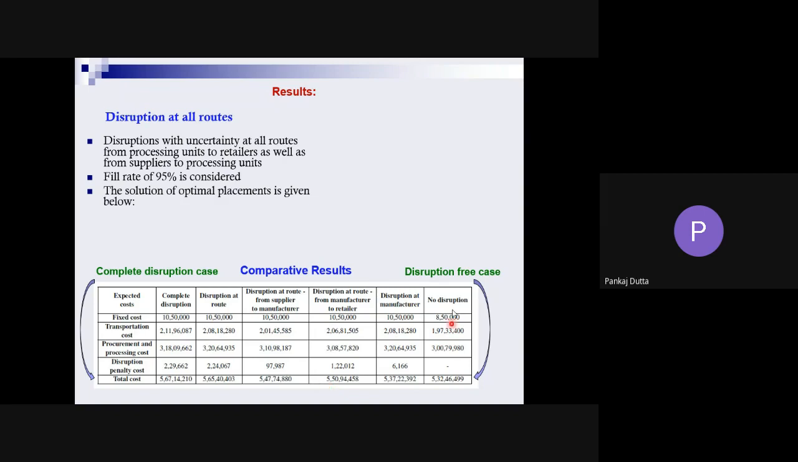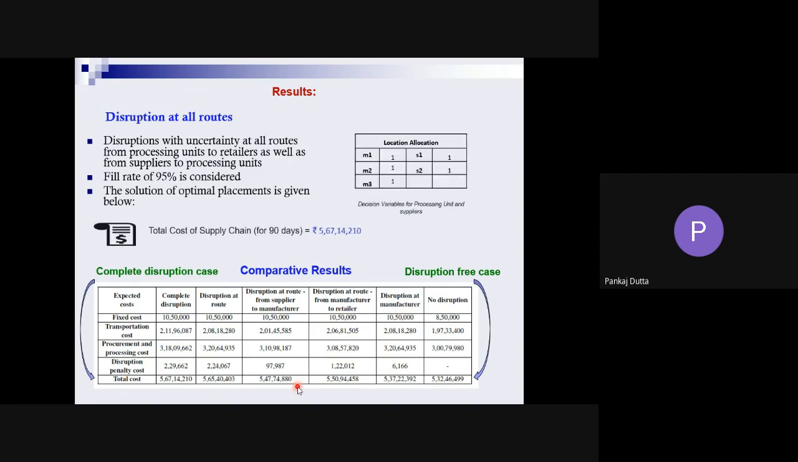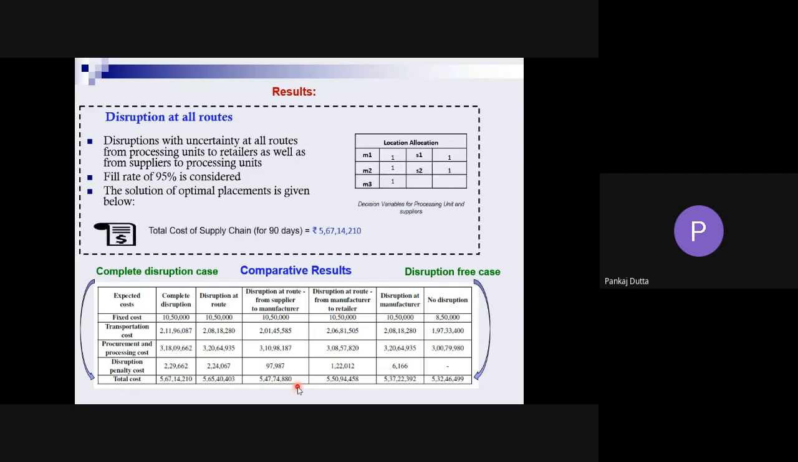So there we could see that between no disruption and complete disruption, around 35 to 40 lakhs can be saved every quarter, considering only these aspects, not all aspects of the organization. And here we have also seen that, to some extent, if there is complete disruption, it is better to keep all manufacturing plants open.